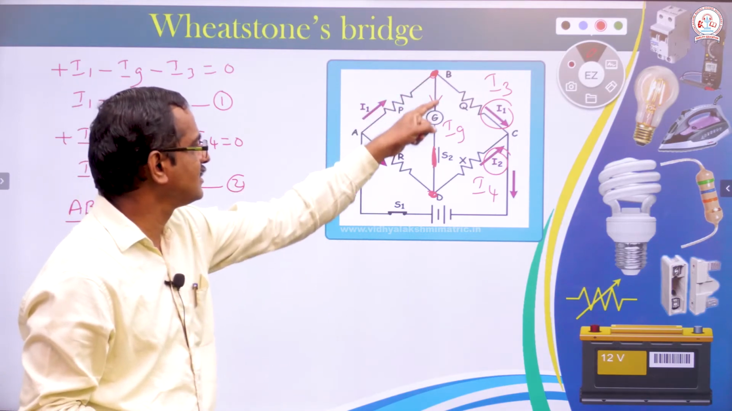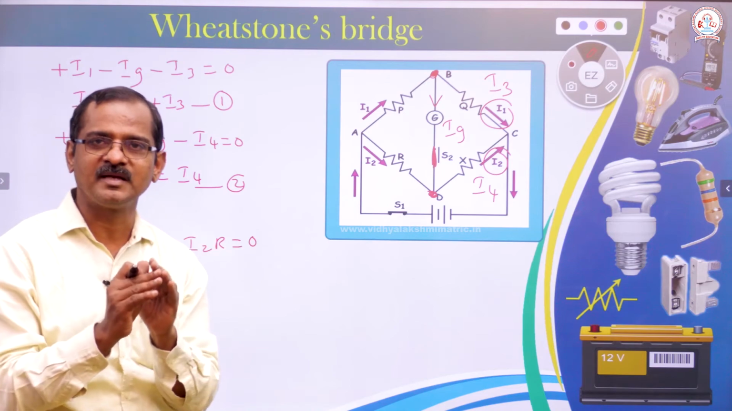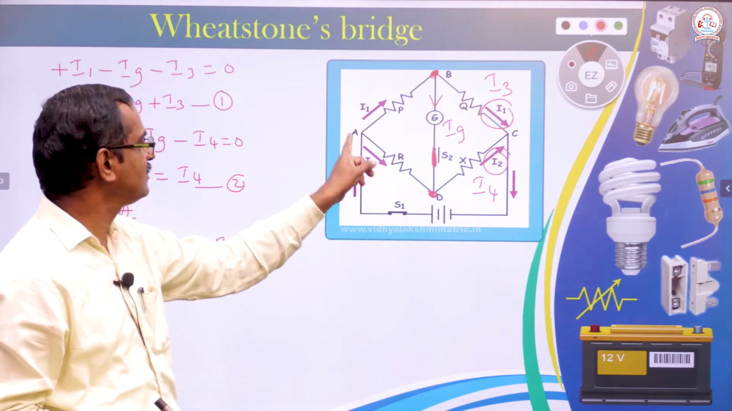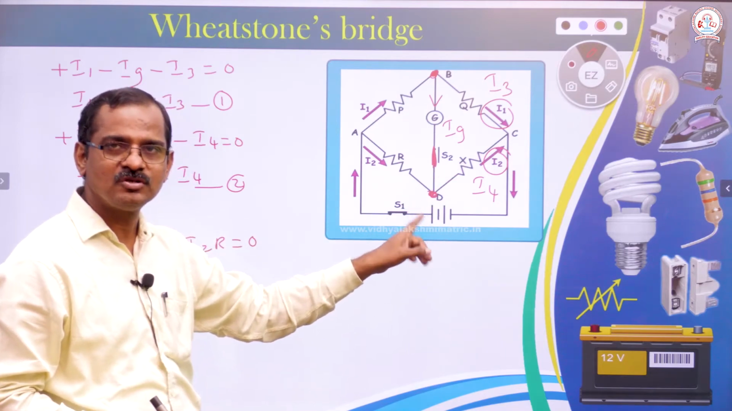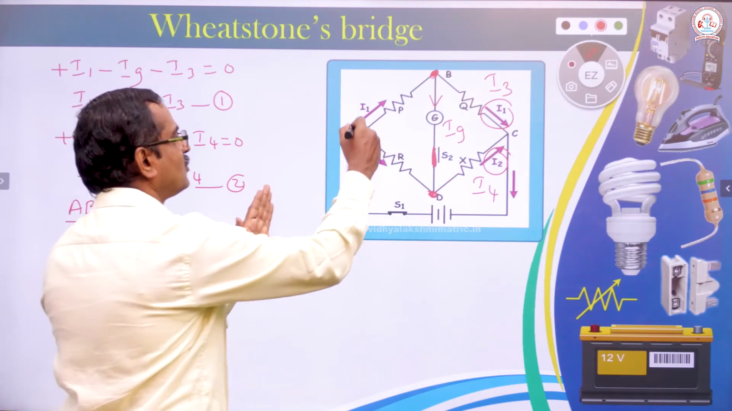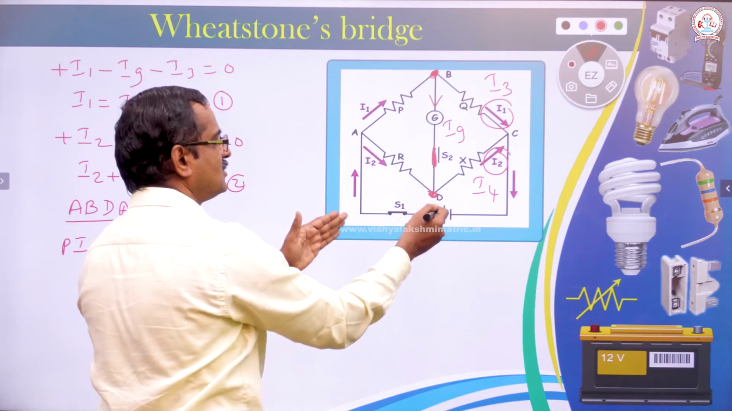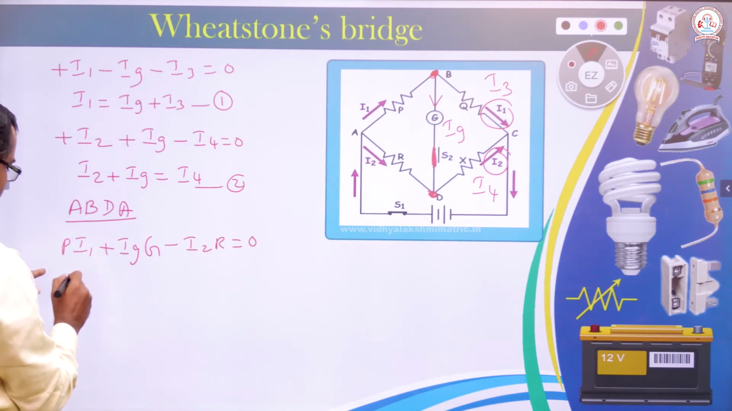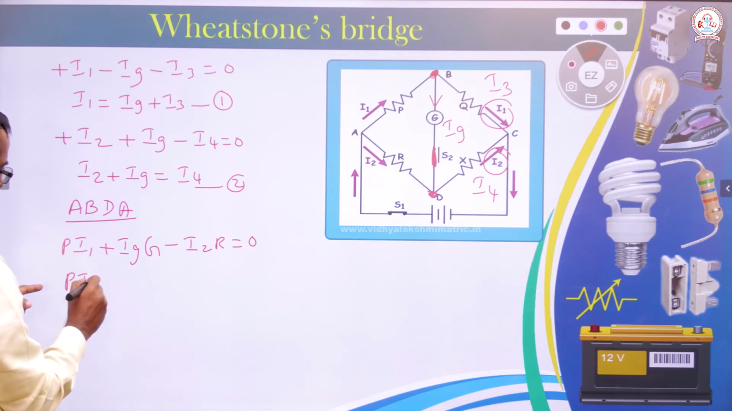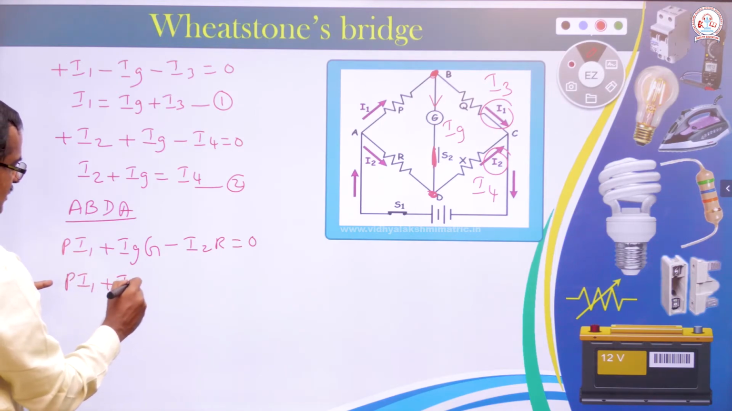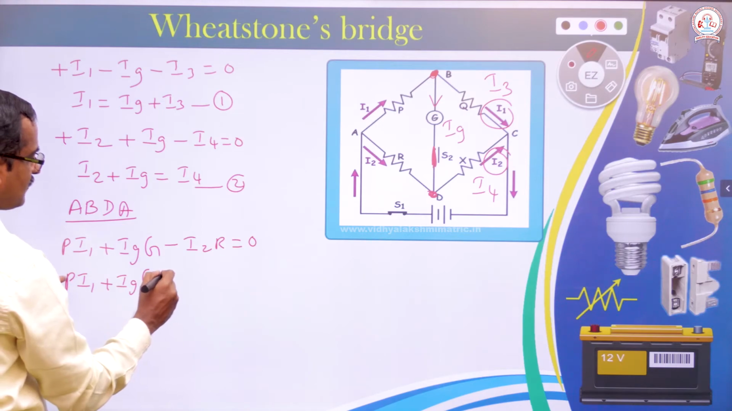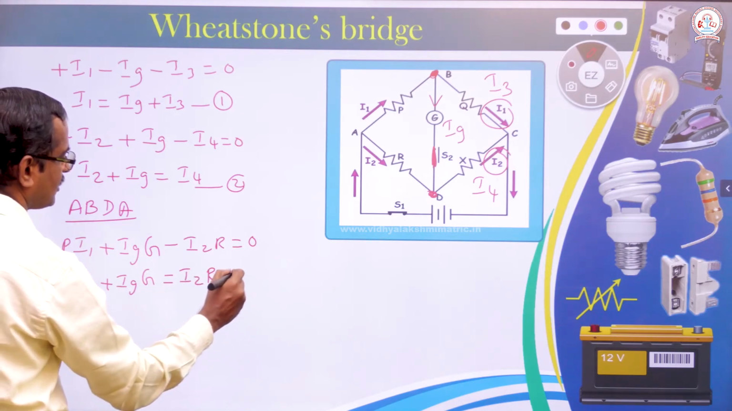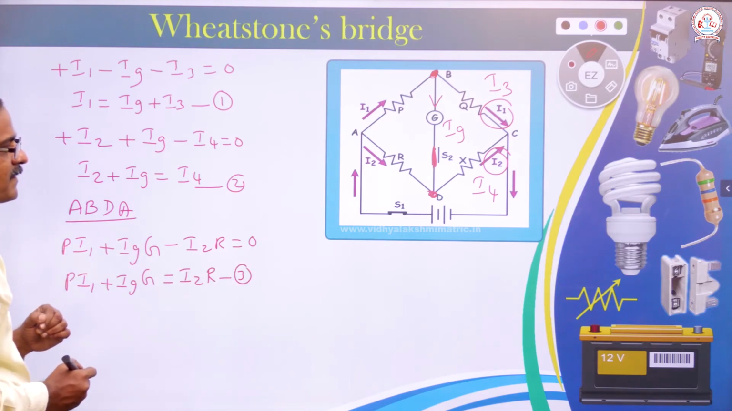No battery is connected in this loop. The battery is connected between A and C, and that should not be considered here, because we are considering only this closed loop. So this equation can be rewritten as P into I1 plus Ig into G is equal to I2 into R. Keep this as the third equation.